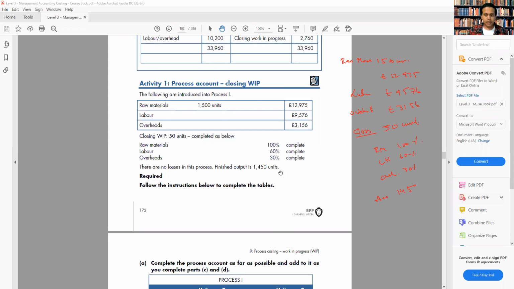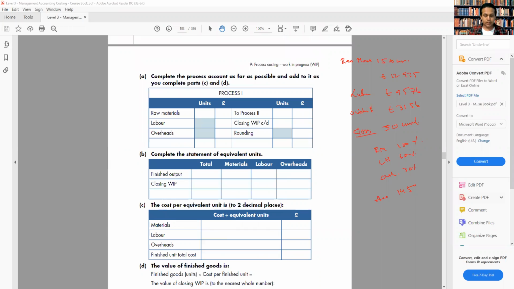Okay, let's move on to the question now. We need to fill in all this information here. The raw material, this one you already know, and all this overhead cost will come to the debit side. On the left hand side, I will not say debit, I will say left hand side. That will start making more sense to you. So you have 1500. The cost is 12,975. Labor 9576. And the overhead 3156.